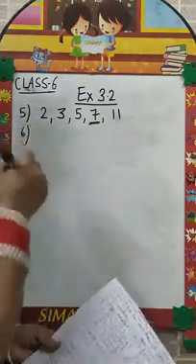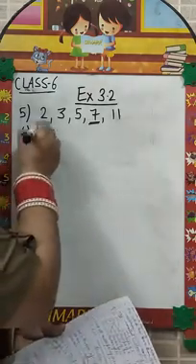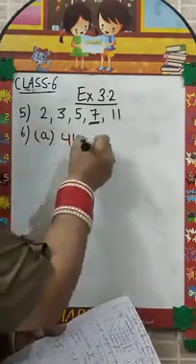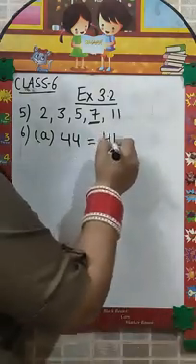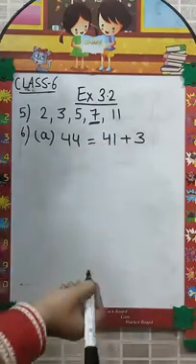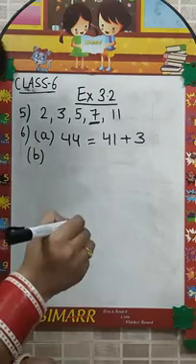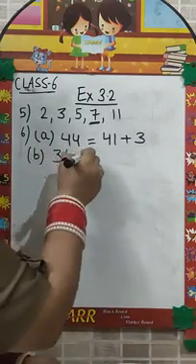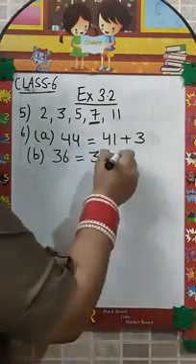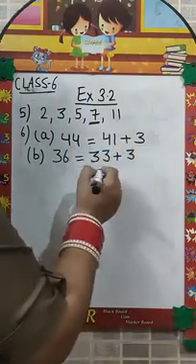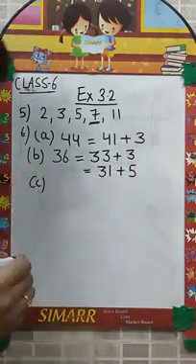Okay, now we are coming to sum 6. We have to express 44 as the sum of two odd numbers. Okay, how can we express it as odd numbers? 41 plus 3 we can write it as, so it's your choice in which form we are writing. Now we have 36. How will I write 36 as sum of two odds? 33 plus 3, or I can write it as 31 plus 5. Okay, these are the combinations possible.